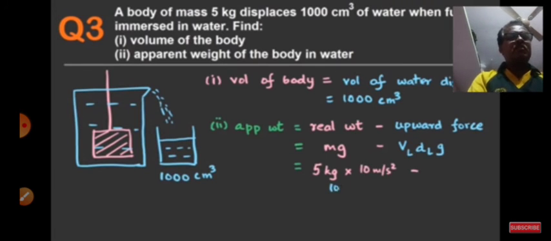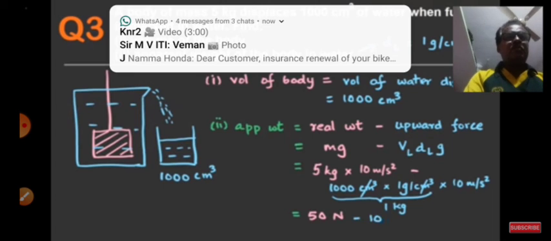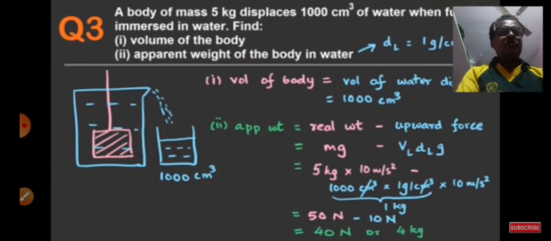V_L, the volume of the liquid displaced, is 1000 centimeter cube. d_L is the density of water. Since it's not given in the question, we are going to take the known value of 1 gram per centimeter cube. And g is 10 meters per second square. The initial part works out to be 1000 grams or 1 kg. So the apparent weight is 50 Newton minus 10 Newton, which is 40 Newton or 4 kgf.